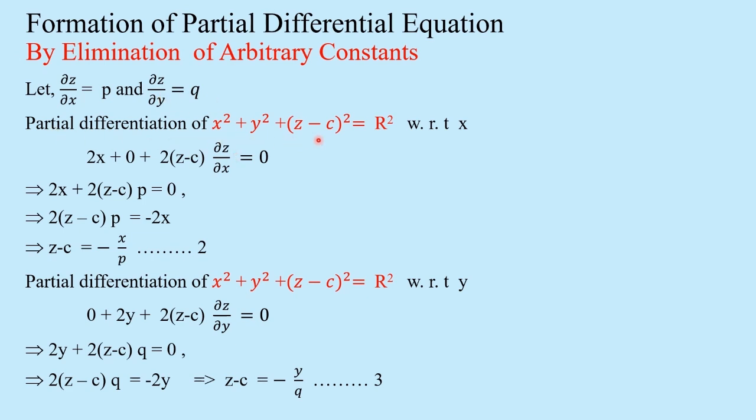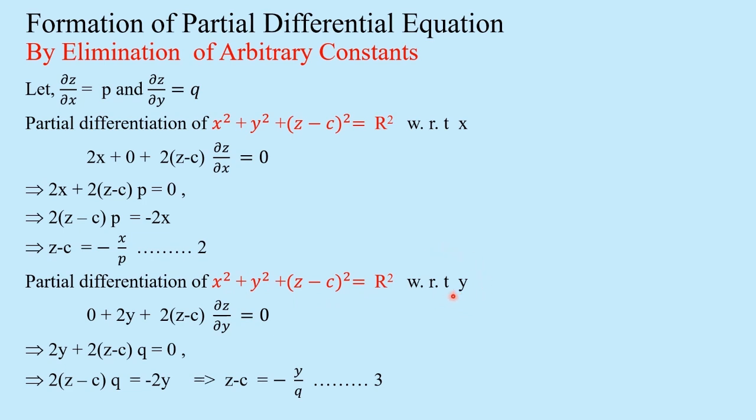Here let p is equal to this and q is equal to this. Partial differentiation of this equation with respect to x. So x square will become 2x. This term will be 0 because when we differentiate with respect to x, y will be considered as constant, and differentiation of constant is 0. Z minus c will become 2 into z minus c, and then again differentiation of z is dou z by dou x. Simplifying this equation, we get z minus c is equal to minus x by p.